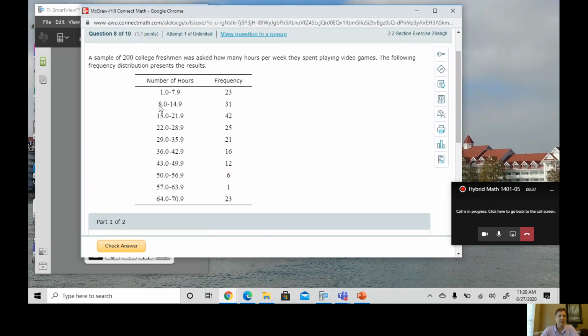What is the class width here? You take the difference in the consecutive lower limits.